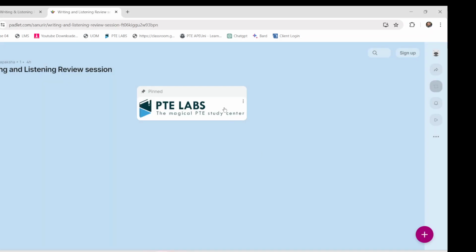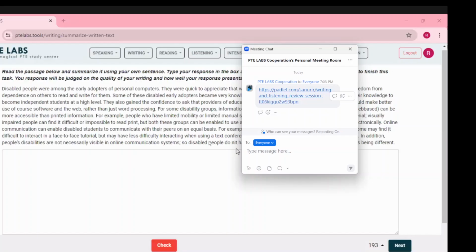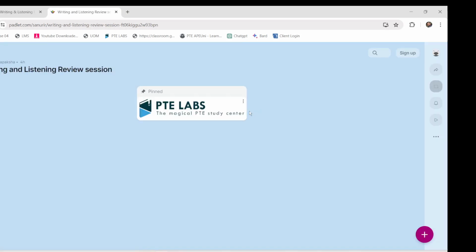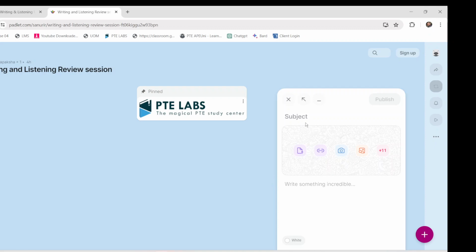Can you both see the screen? Yes, teacher. Okay, so you can see the PPT and what you have to do. I'm going to send you a link. You have to transfer your answer to this Padlet.